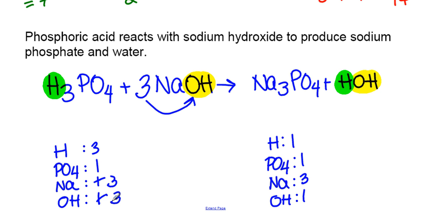Then I take a step back. My sodiums are balanced, my hydroxides are not, and my hydrogens still are not. So I'm going to go to my hydroxide. I want to make 3 over here, so I'm going to put a 3 in there. That'll make 3 hydroxides, but it'll also make 3 hydrogens. And now when I take a look, I've got 3 and 3, 1 and 1, 3 and 3 on both sides. So now everything is balanced.